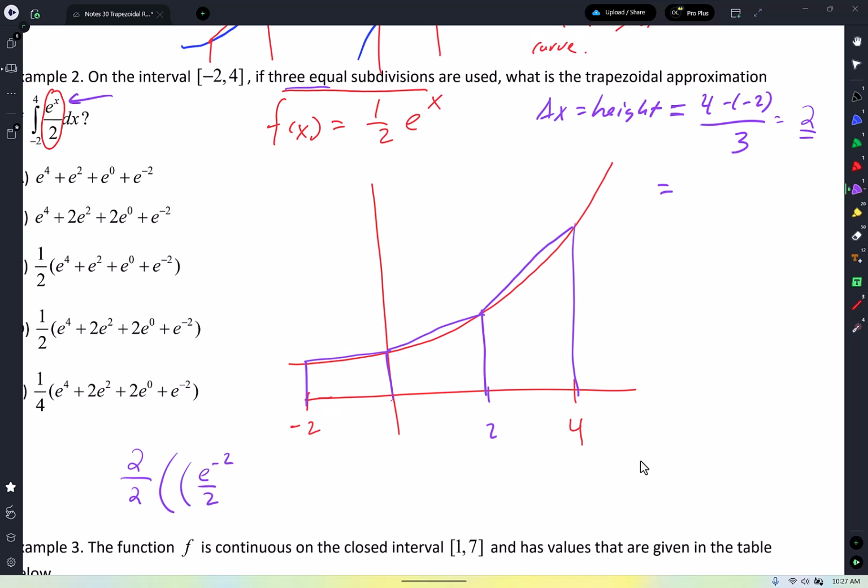I guess we could have also factored that out. Plus 2 times e to the 0 over 2, close, plus 2 times, this is a function, guys, e squared over 2.